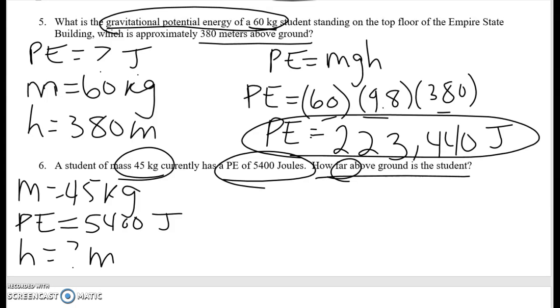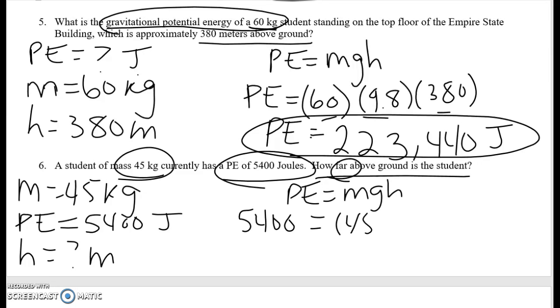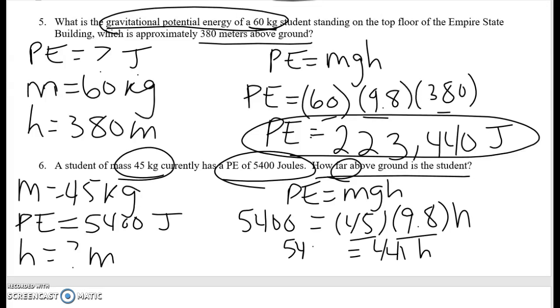So again, I'm going to write down my equation that's given on my equation sheet. PE equals mgh. My potential energy is 5,400 joules. My mass is 45. G is always 9.8 as long as we're on Earth. And I'm looking to solve for height, which is my unknown. So I'm going to keep my variable in there. So 45 times 9.8, these two are being multiplied by each other. So I can simplify that into my calculator. That gives me 441 H equals 5,400.